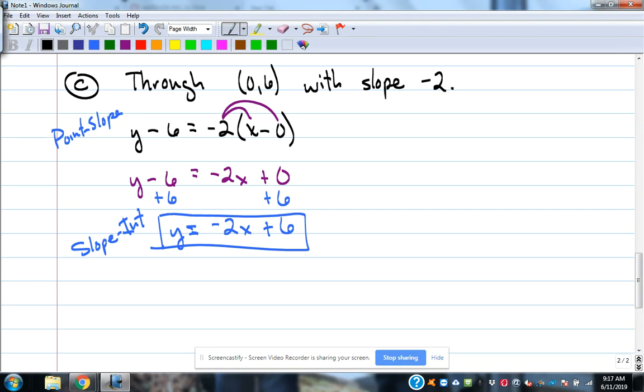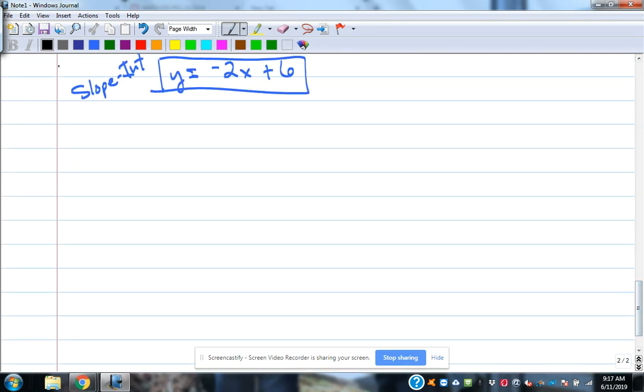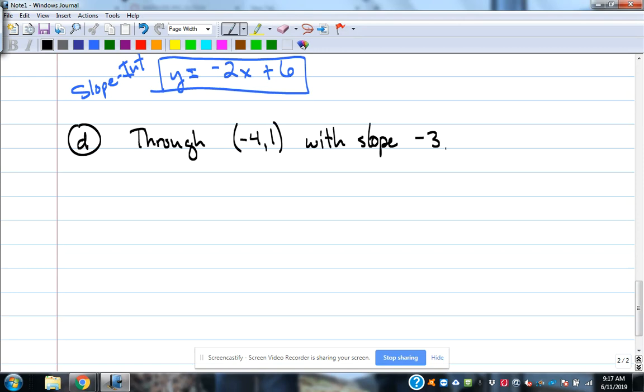Okay. Let's look at another one. Let's say it goes through negative 4, 1 with slope of negative 3. Okay.